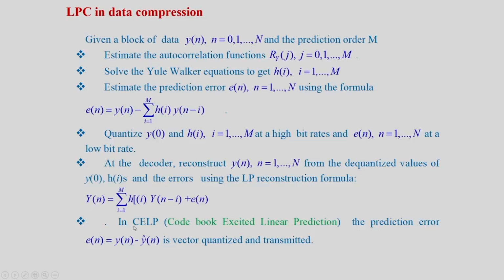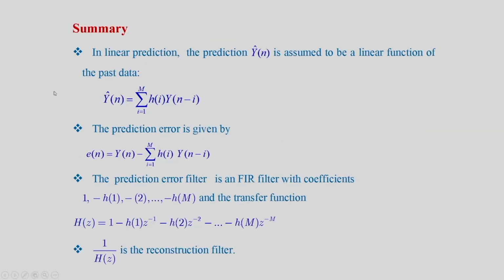There is an LPC codec, CELP, codebook excited linear prediction, where the prediction error e[n] is equal to y[n] minus y hat[n] is vector quantized and transmitted. So, in addition to coding the h_i's and initial values of the signal, the error part we have to code, but in the case of CELP, it is coded using a vector quantizer which can compress more than a scalar quantizer. Let us summarize the lecture.